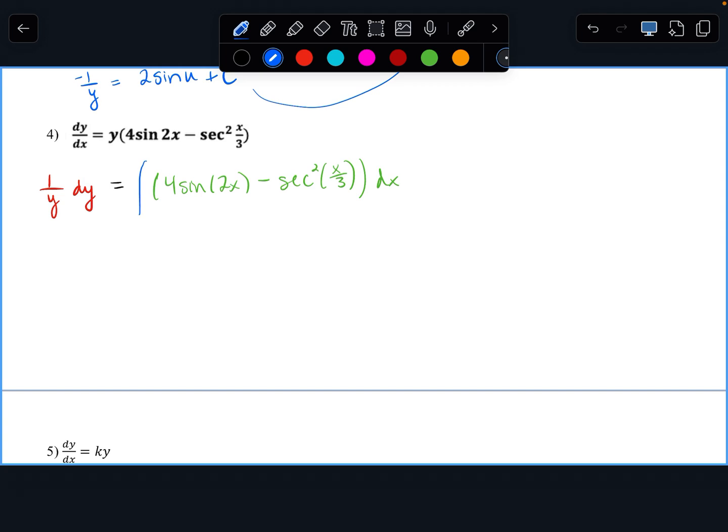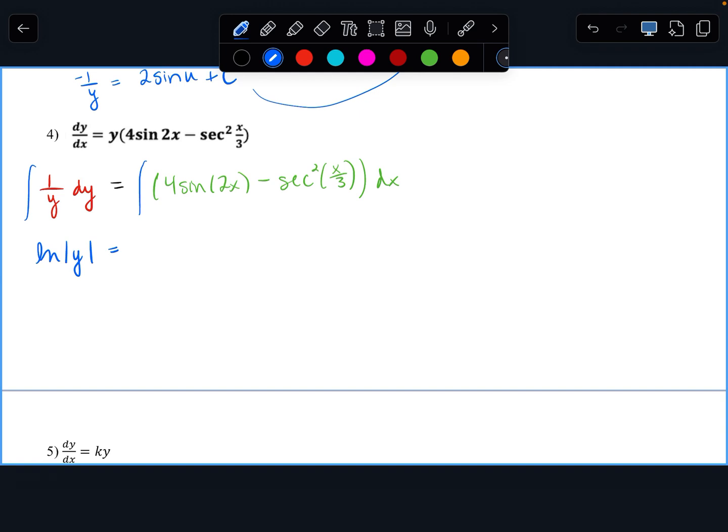Okay, now you're gonna integrate. All right, so the left side hopefully is easy. Maybe. Natural log. Right?